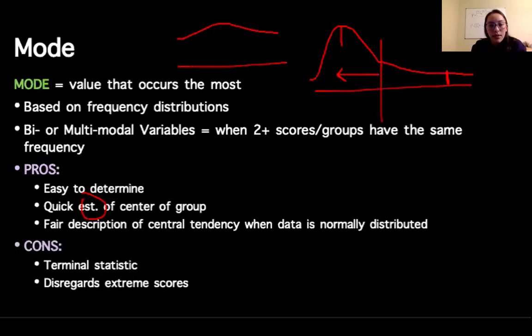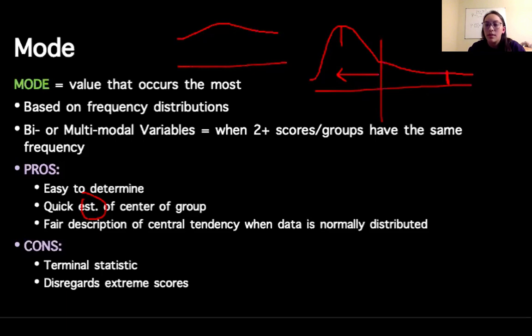Cons of using a mode is that it is a terminal statistic, okay? Think terminal, usually if you terminate something, you end it. So once you calculate the mode, that is all it's good for, is to tell you this is the most frequent value that showed up in the data set. You can't put it into a t-test or an ANOVA. It's done, okay? So it can't be used for further calculations, which isn't super helpful for us, at least in terms of this class. And it also disregards extreme scores, as in the example that I showed here, okay?